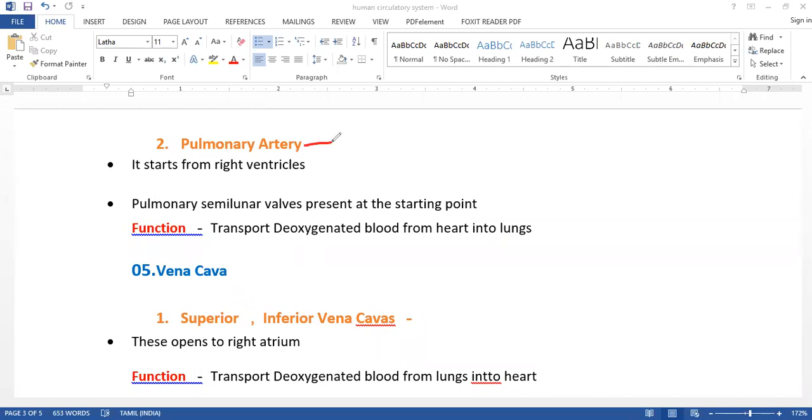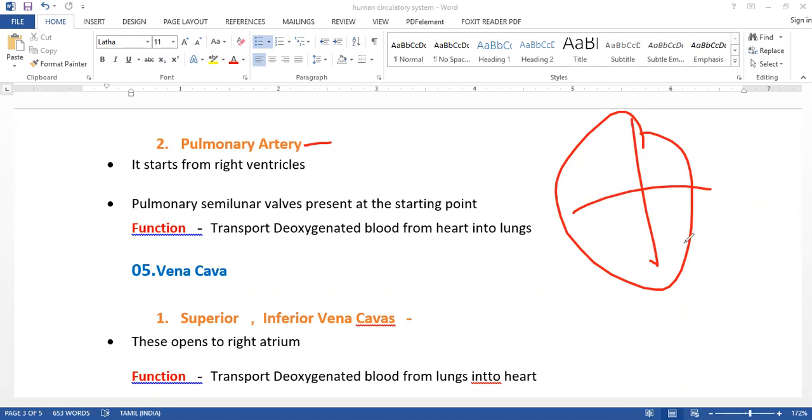In Tamil, Swasapainadi. And from this heart, there are four main chambers. It is starting from the right ventricle, not the right atrium. And the pulmonary semilunar valve. Here also, this is the pulmonary artery, and a semilunar valve is present here. We can call this one the pulmonary semilunar valve, present at the starting point.